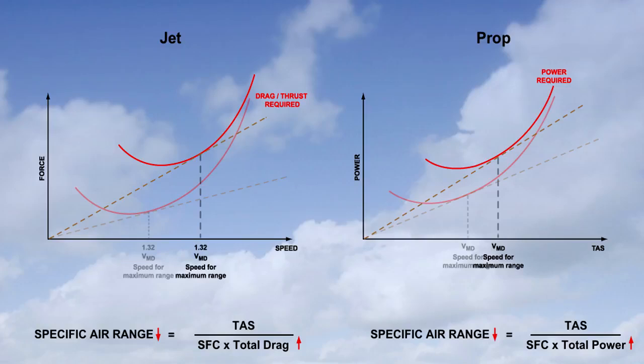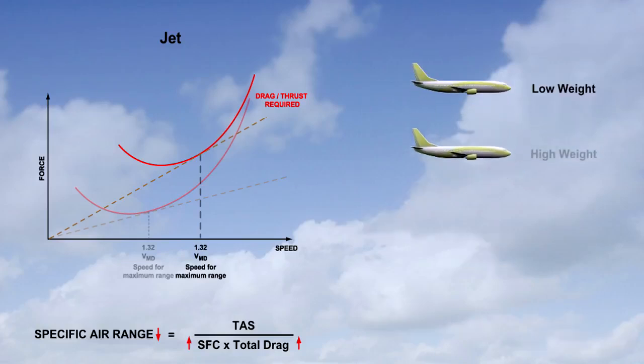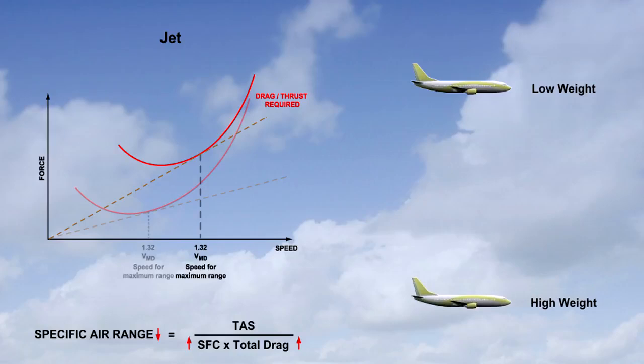For a propeller-driven aeroplane, it is much the same. At higher weights, more power is required. Therefore, fuel flow increases and range decreases. However, notice too that the speed for best range, VMD, is higher. Remember also that at higher weights, the operating altitudes are reduced, which for a jet aeroplane means that the specific fuel consumption increases, because at lower altitudes, the jet engine is less efficient.